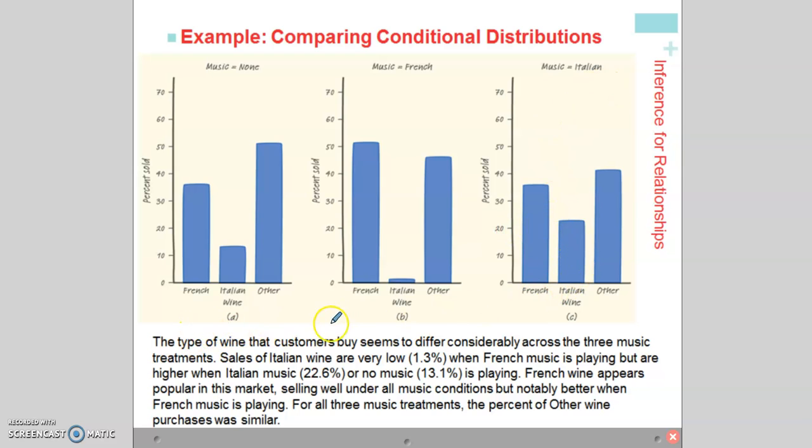So you can see the type of wine the customer buys seems to differ considerably across the three types of music. Sales of Italian wine are very low when French music is played, higher when Italian music or no music. Now, French wine appears to be pretty popular in this market, selling well, doing a pretty good job under all three conditions, but notably better when French music is being played. And then the other types of wine are fairly close in all three treatments.